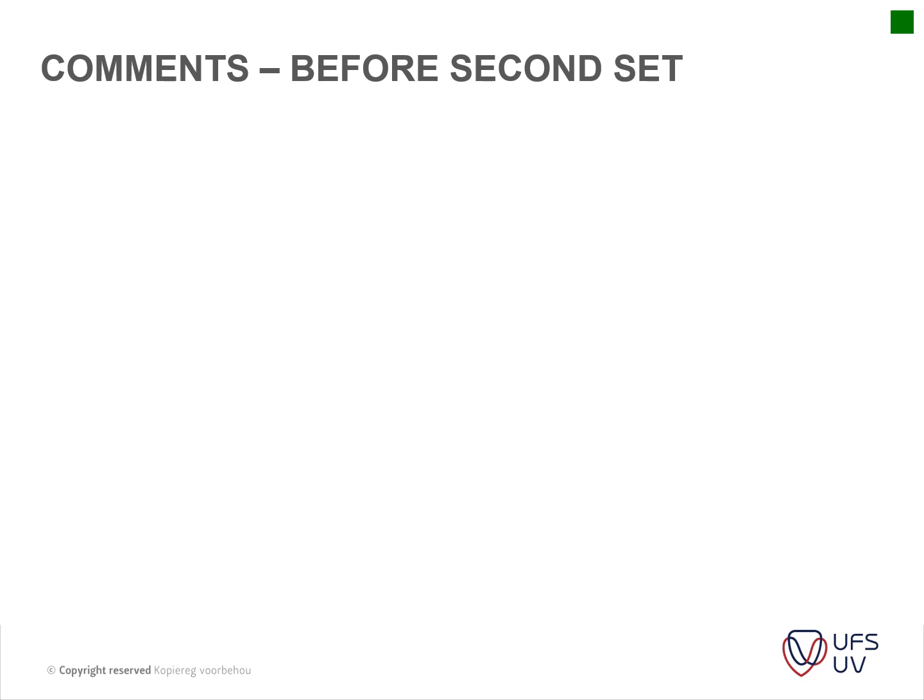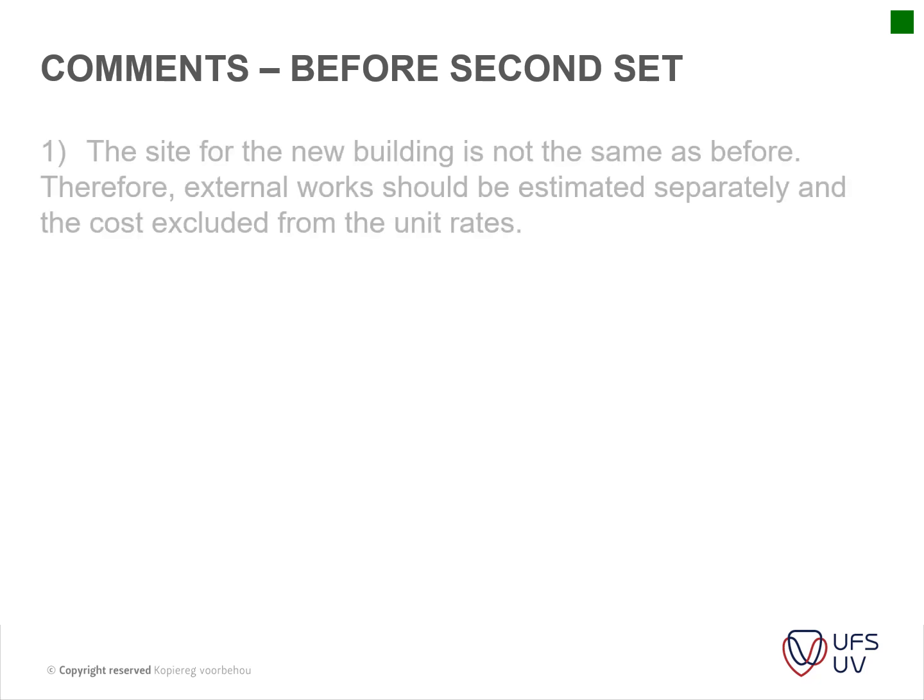So I'm just going to stop the video here and then I'll make a new video, but here are a few comments on these calculations that we did. The site of a new building is not the same as before. Therefore, external works should be estimated separately and the cost excluded. So you can go through this. I'm going to go through these items again in the next video.